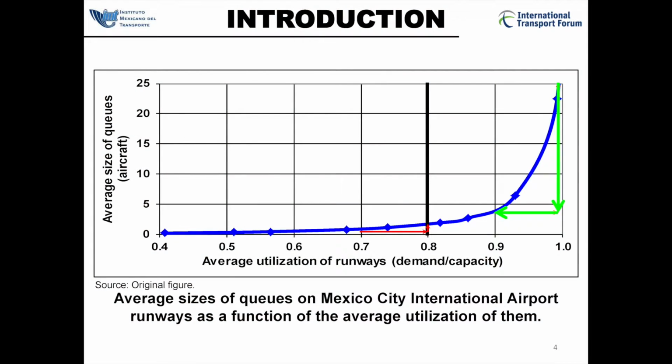Studies of air transport systems show that delays and queues on runways begin to grow substantially when the demand exceeds about 80% of the available capacity of the system, as you see in the slide. Note that if the demand is increased, the deterioration of the service is higher on the right side of the 80% limit, but also note that a reduction in the demand on that side generates higher benefits than those presented on the left side of the limit.